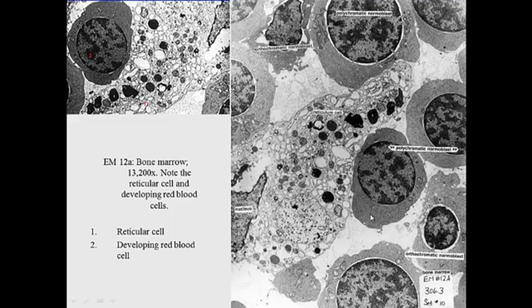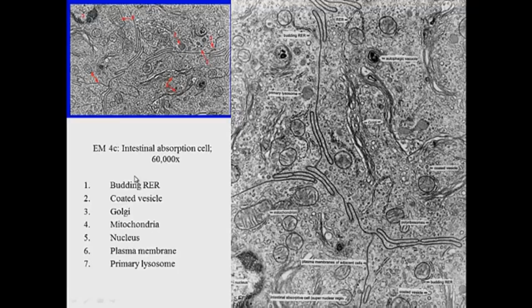If you look at these cells, these are polychromatic normoblasts. These are precursors to red blood cells. You can see the nucleus there, and you can see ribosomes in through there. We see mitochondria a little larger at 13,000. We go to 60,000. We can see mitochondria quite a bit larger, and you can see ribosomes very distinctly here.